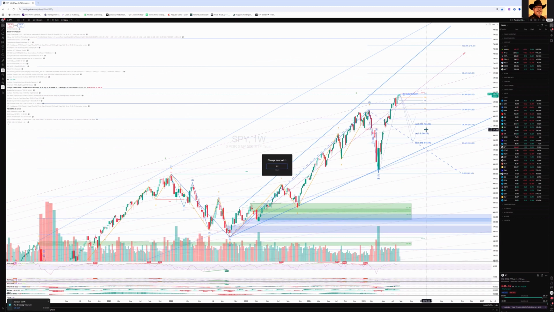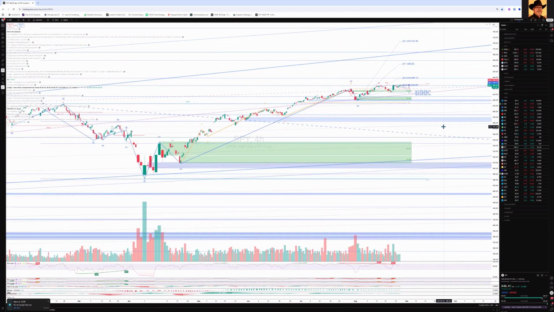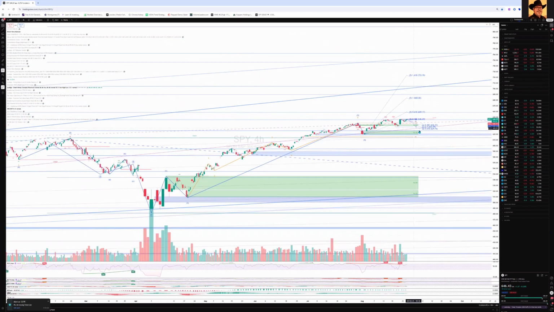We come down to the 4-hour. We have a completely different look. We have a totally bullish look. Right now, the count is suggesting we're going to test the base of this band around 632 to 629, then we're going to take off, which gives us an initial target of 683.